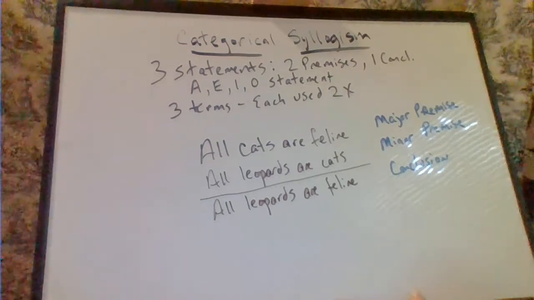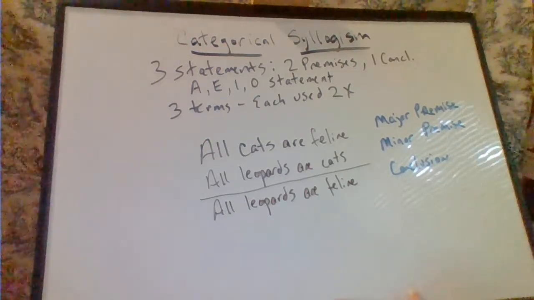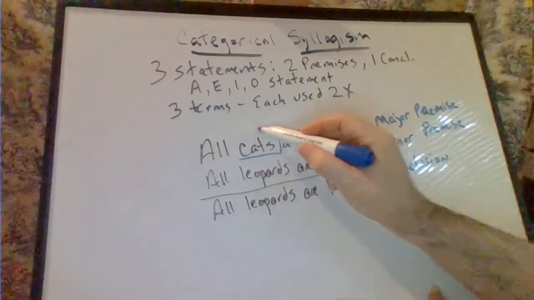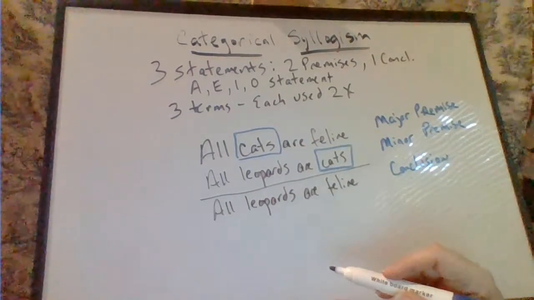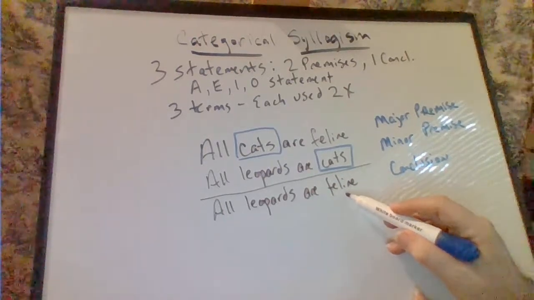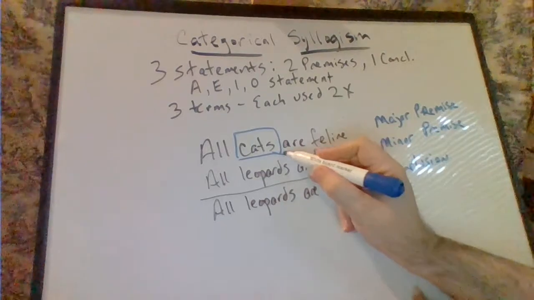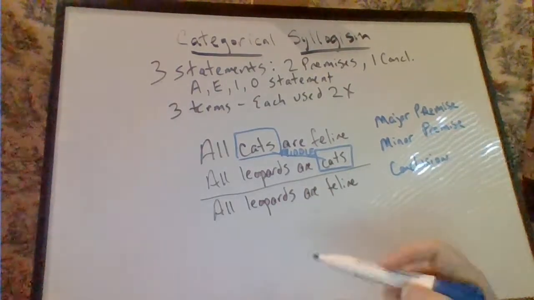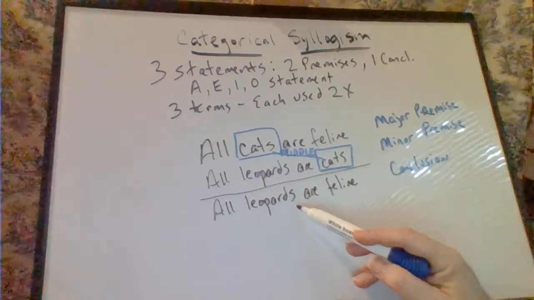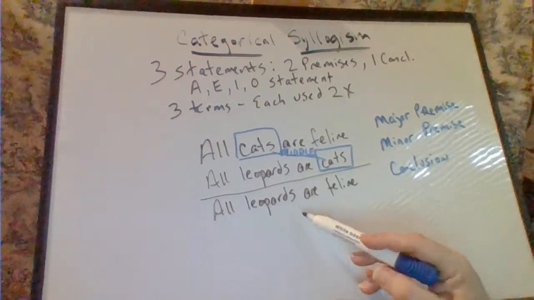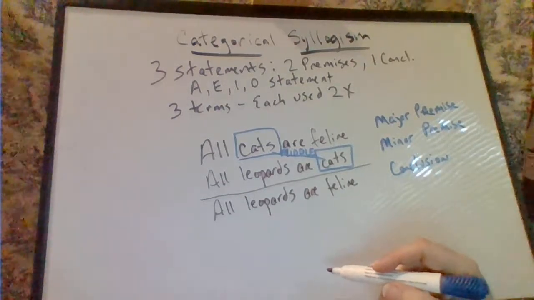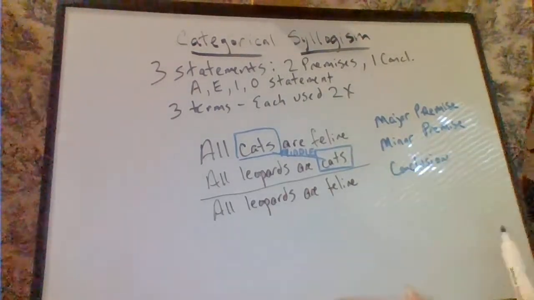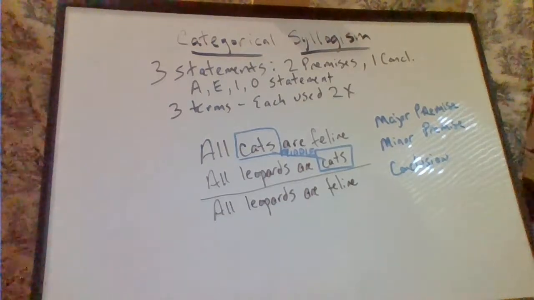Now, when we look at the three terms, each used twice, you will find that always there is one term that is used twice in the premises, but not in the conclusion. So in this case, you'll see the word cats is used twice in the premises, but it's not found at all in the conclusion. Well, this is referred to as your middle term. The middle term is very important because it's what links the two premises together and allows you to draw the conclusion. And the placement of that middle term is also going to have a lot to do with whether or not your argument ends up being valid or not. So that's something we'll see in a moment. But the middle term is going to be the one that's used twice in the premises, but not at all in the conclusion.